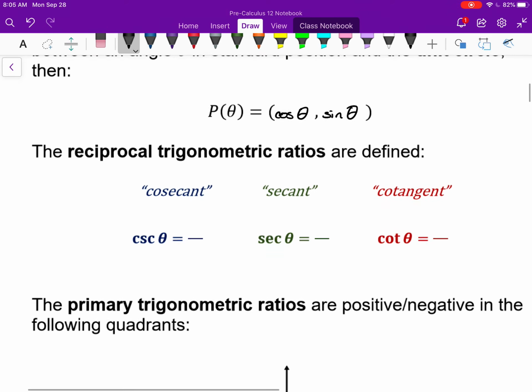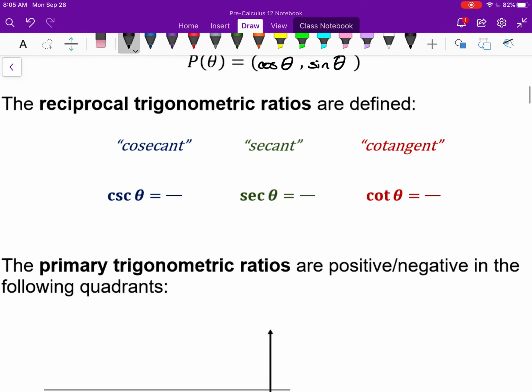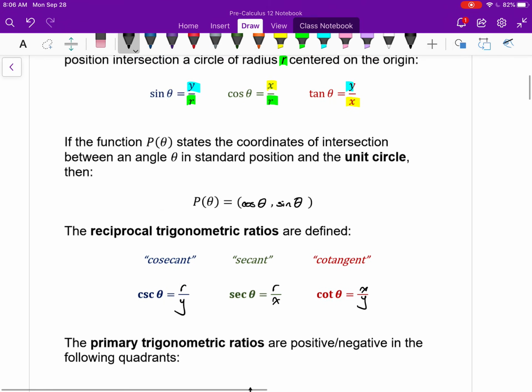All right, what's probably not review are the 3 reciprocal trigonometric ratios, which are just other combinations of x, y, and r. And so CSC stands for cosecant, and that is r over y. SEC stands for secant, which is r over x. And cotangent, which the abbreviation is COT, is x over y. We call these the reciprocal trigonometric ratios because if you compare it to what I have above, they're all reciprocals of what you see above.